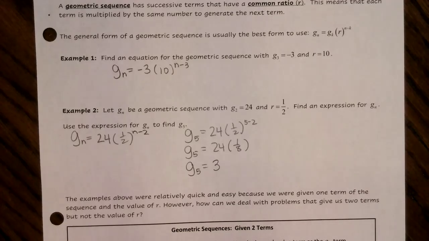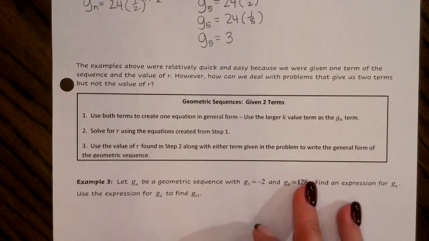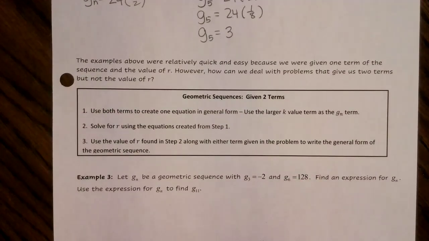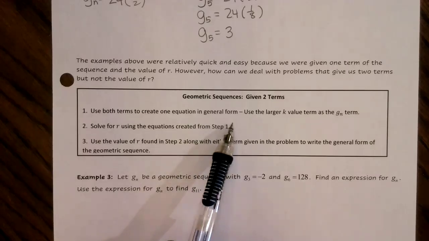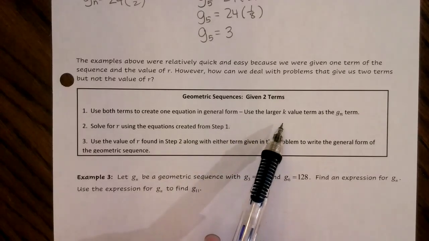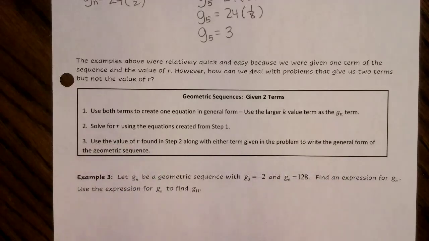All right, so the examples above were relatively quick and easy because we were given one term of the sequence and the value of r. However, how can we deal with problems that give us two terms but not the value of r? So in a geometric sequence, they can use both terms to create one equation in general form. You use the larger k value term as the G sub n term. Then you solve for r using the equations created from step 1. Use the value of r found in step 2 along with either term given in the problem to write the general form of the geometric.